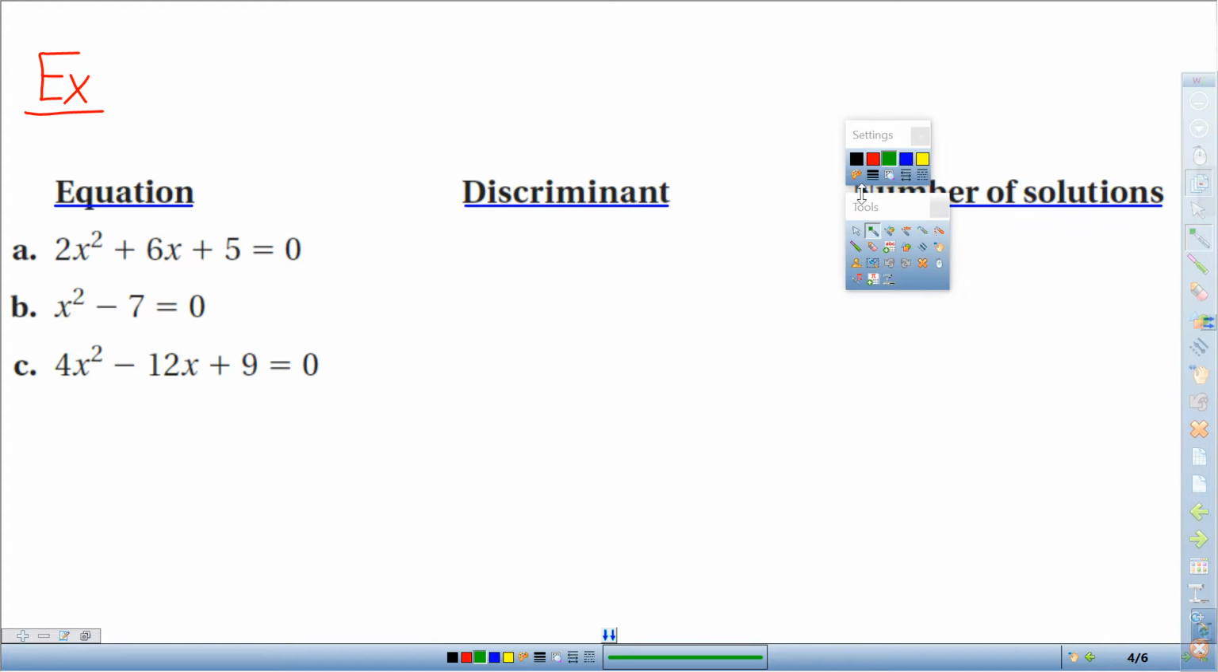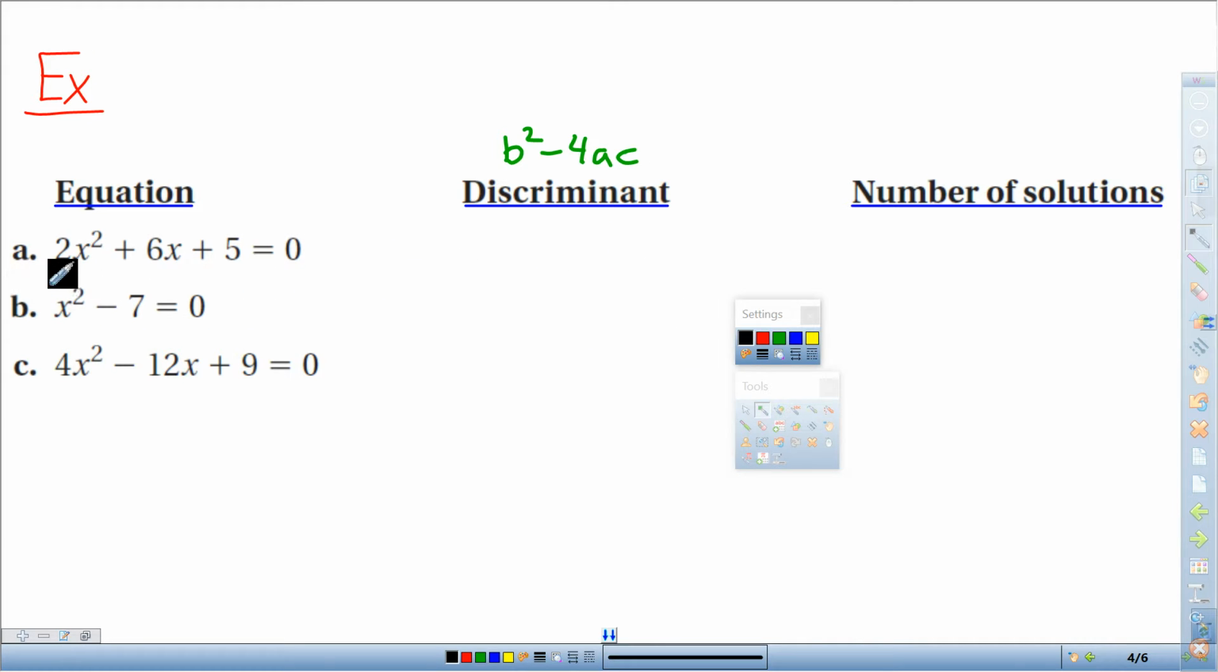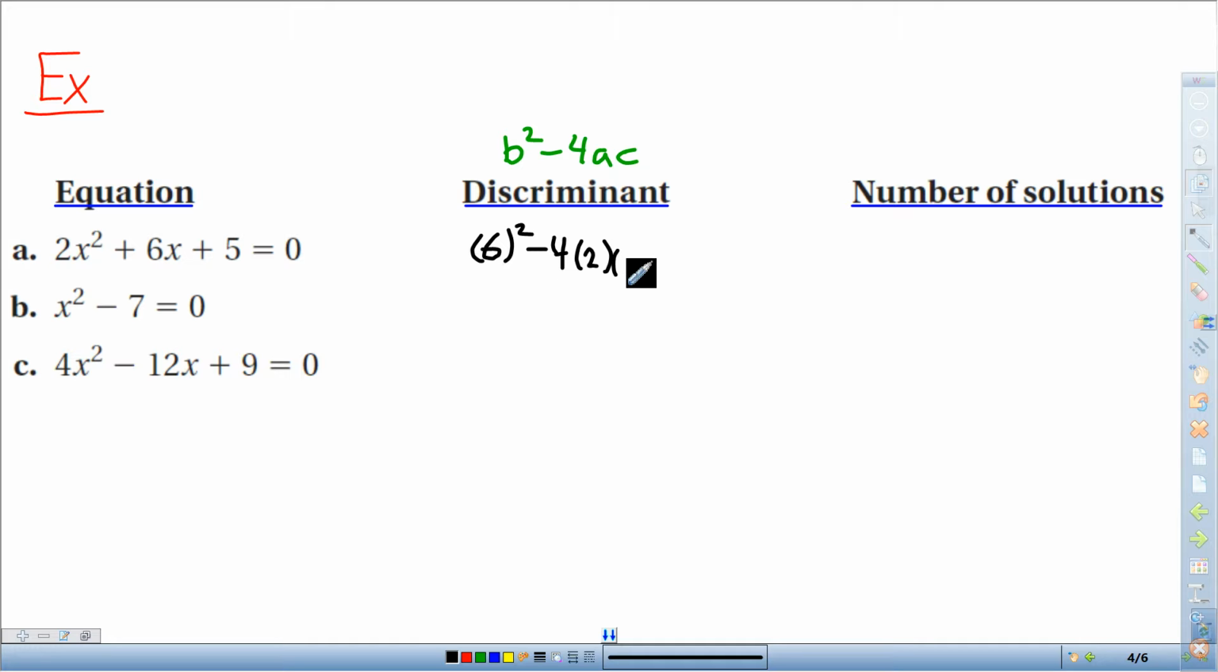So the discriminant, again, if it helps, you can put it above this. It's the b squared minus 4ac. We're just going to plug in those values here. So let's do it for letter A. You guys know this is my A value, B value, C value. So if I'm doing b squared, my b value is a 6, so I have 6 squared minus 4 times a, which is 2, times our c value, which is 5. Let's see what we get here. So you can grab your calculator. So 6 squared is 36.